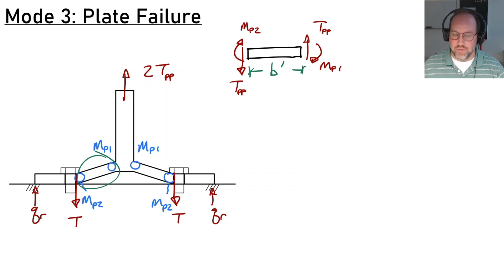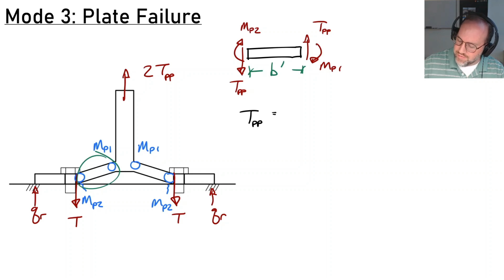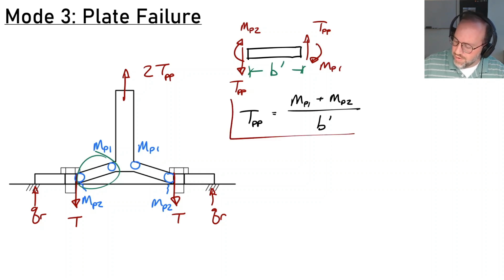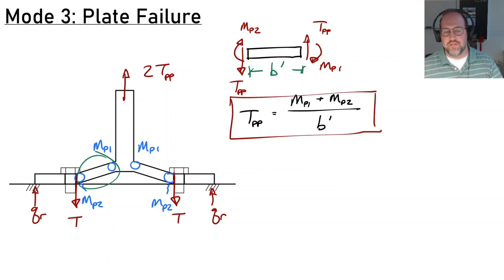So doing a simple sum of moments gives us T_PP is equal to (M_P1 + M_P2) divided by moment arm b prime. Nice. So that one's nice and straightforward. The only new thing that we have to do is evaluate M_P2. So that's exactly the same as M_P1, except we're going to subtract out the hole.